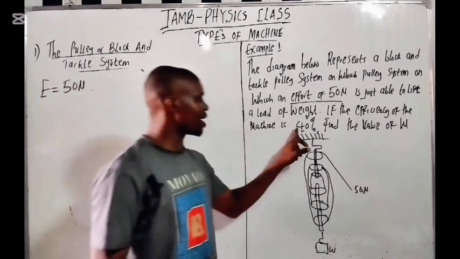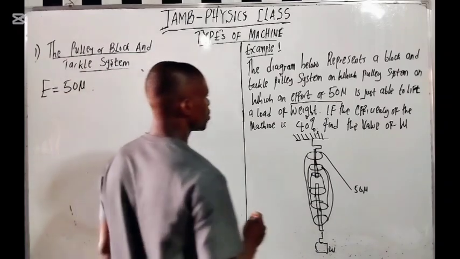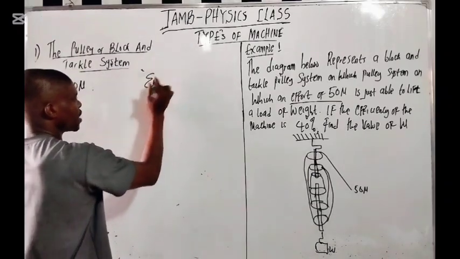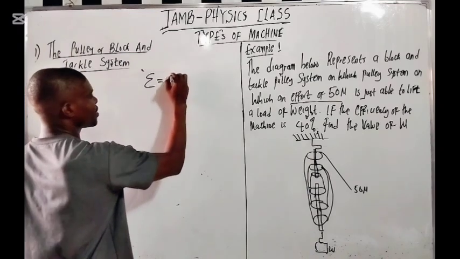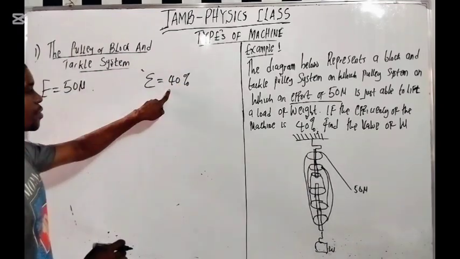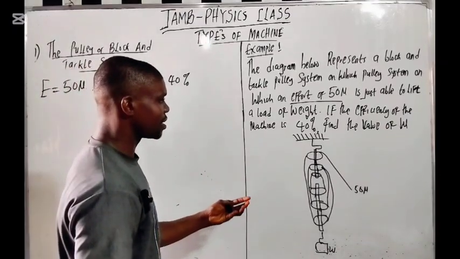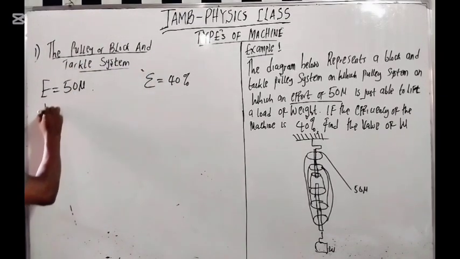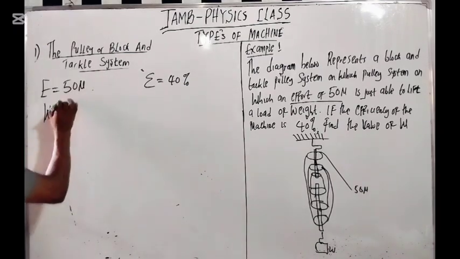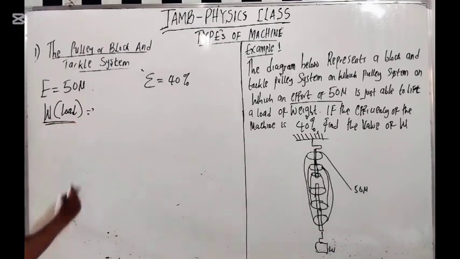Now my efficiency. This is the symbol of efficiency. Efficiency equals 40%. Now, what do they say we should calculate? The load, which is the weight. The weight is the load. Do you understand?